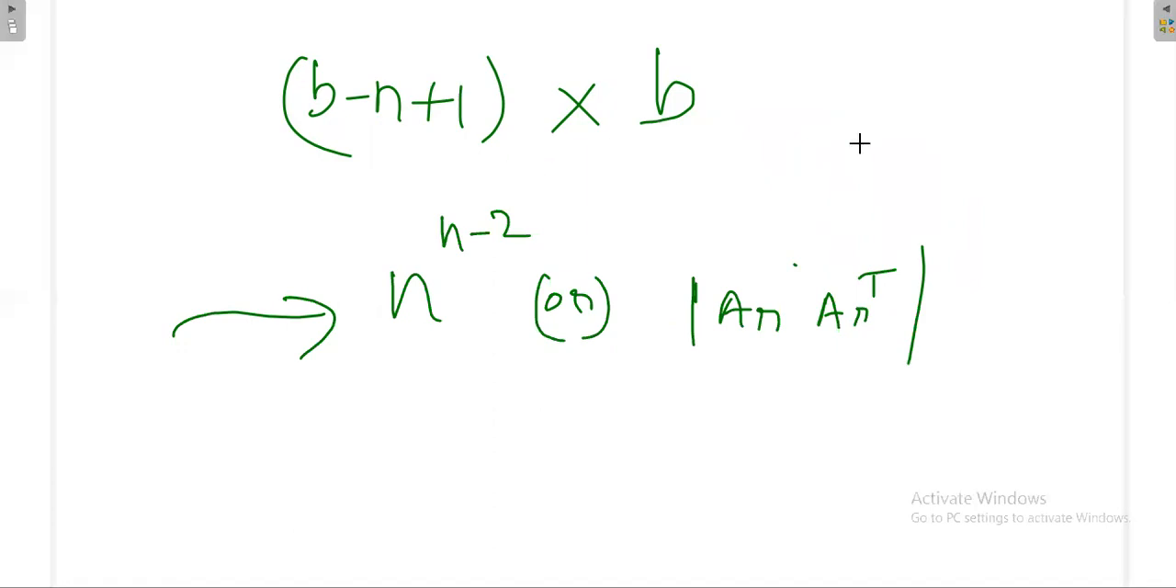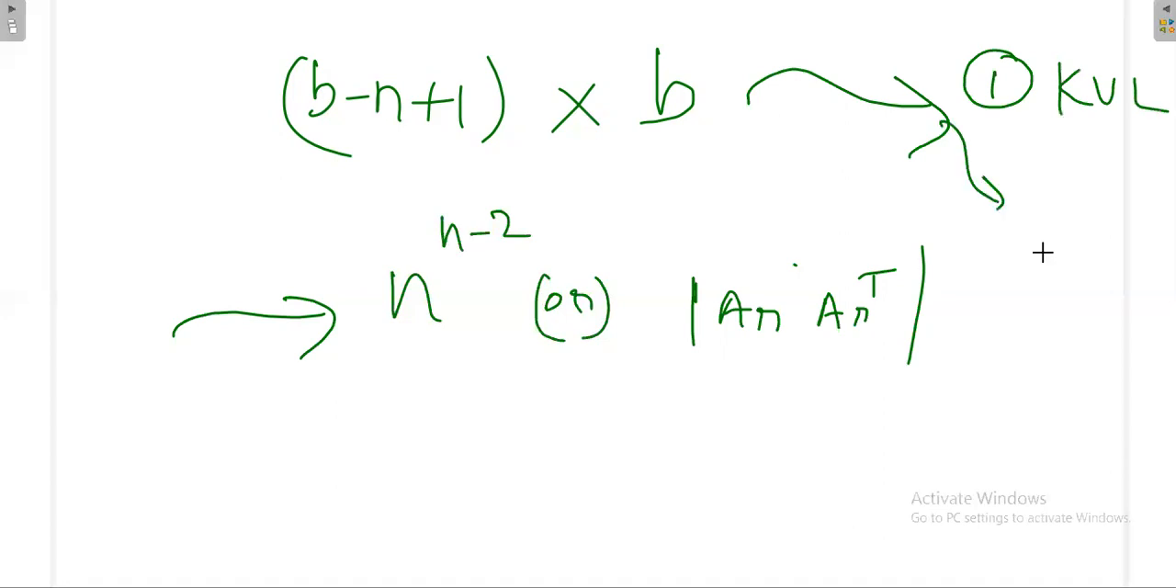Then again, what is the usefulness of the tie-set matrix? There are two usefulnesses. You can write KVL, and the next one is you can write the relation between the branch current and the loop current. Okay, so next we'll go to the cut set matrix.